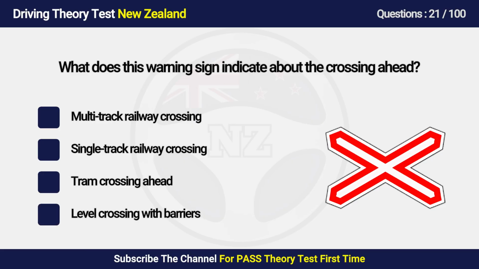A. Railway crossing. B. Railway crossing. C. Tram crossing ahead. D. Level crossing with barriers.